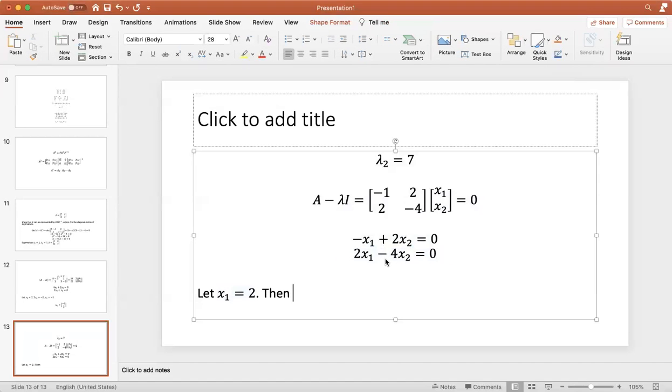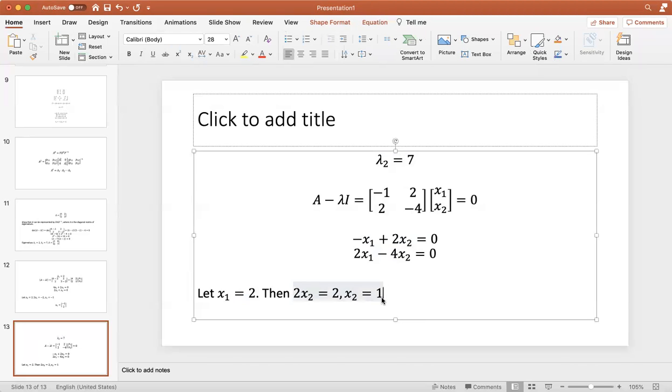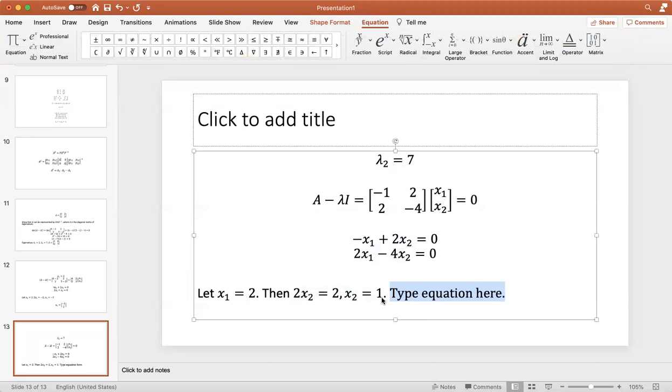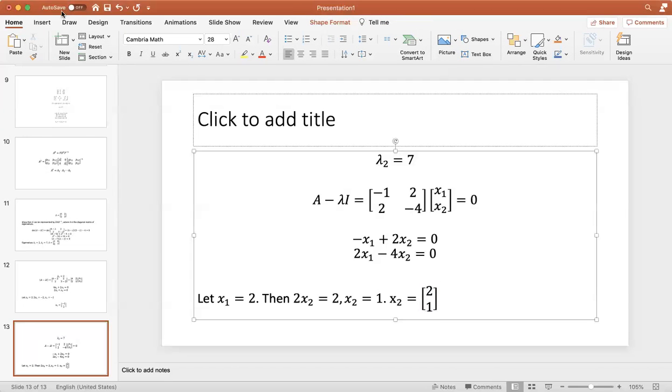So then x2, right? So if I let x1 equal to 2, then 2x2, moving x1 on the right hand side, would be equal to what? Positive 2, no? And therefore x2 would be equal to 1. Right? Therefore, our second eigenvector x2 would be equal to what? 2 and 1.